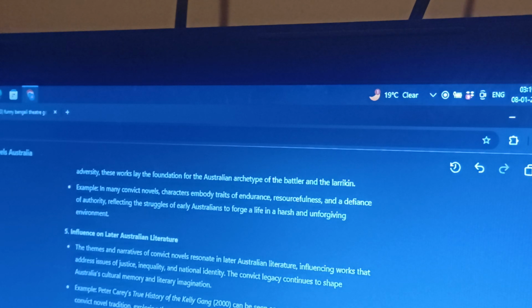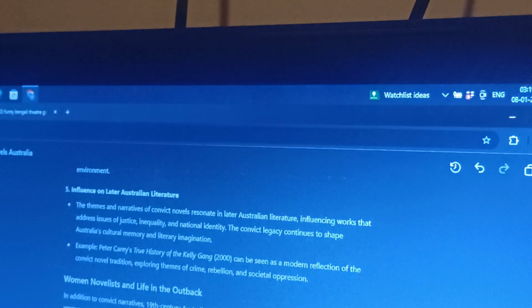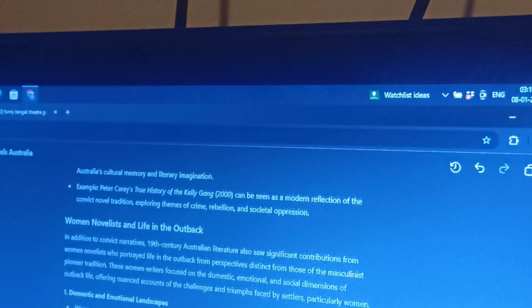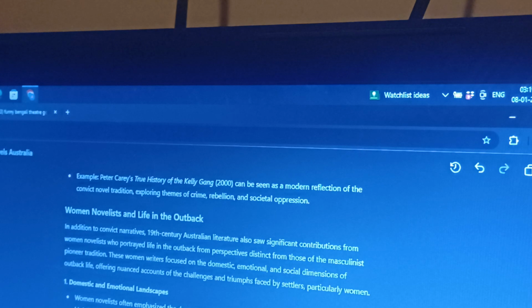Influence on later Australian literature. The themes and the narratives of convict novels resonate in later Australian literature, influencing works that address issues of justice, inequality, and national identity. The convict legacy continues to shape Australia's cultural memory and literary imagination. Example: Peter Carey's True History of the Kelly Gang can be seen as a modern reflection of the convict novel tradition, exploring the themes of crime, rebellion, and societal oppression.